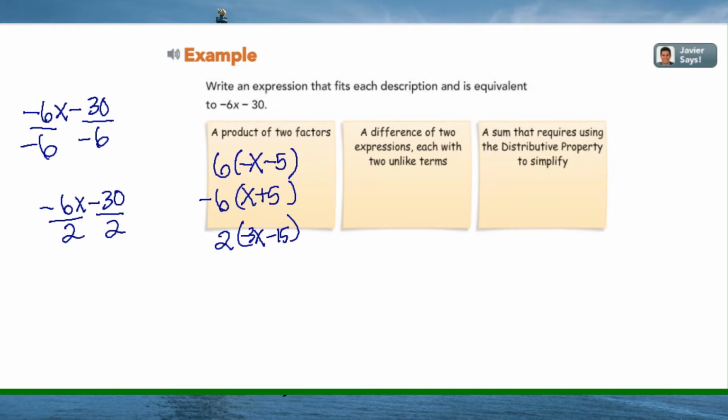So I came up with 3 different ways. There's actually more, so I want you to come up with one of your own.